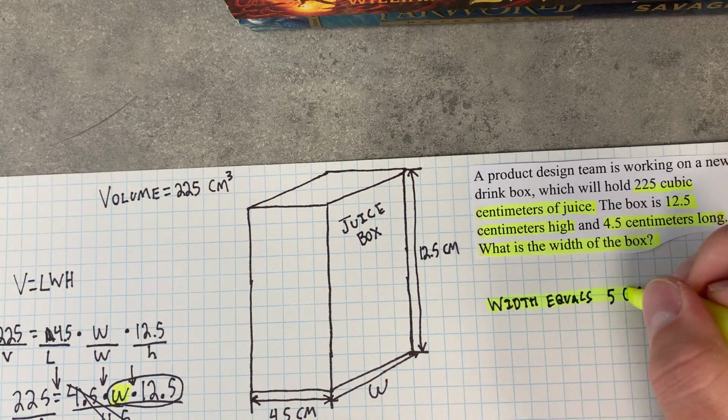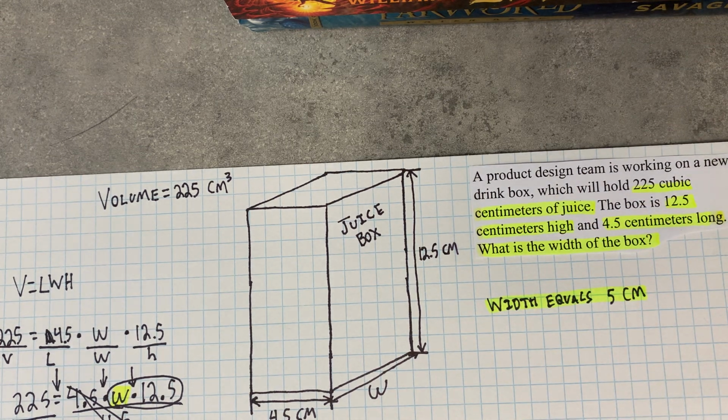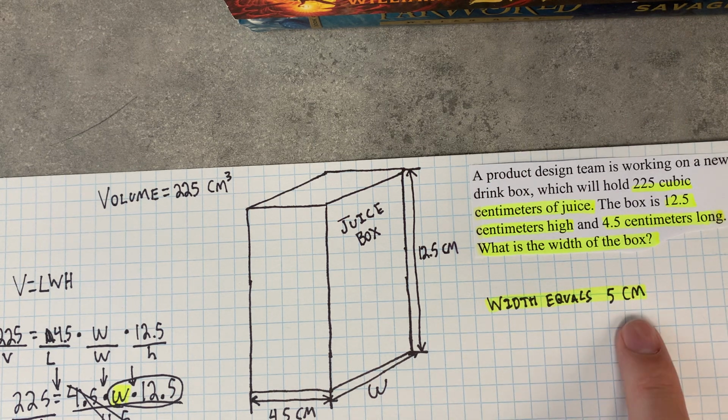So, okay, remember, when we're finding the missing dimension, use the algebraic skills that we know. Isolate the variable using inverse operations until you get the variable all by itself. And remember to add the unit when you're done.